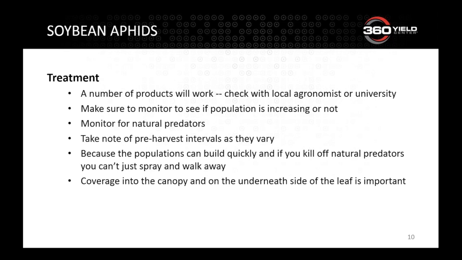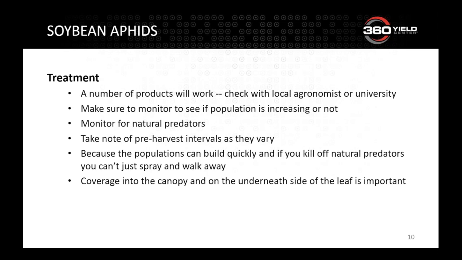Don't just spray and walk away. Again, when you spray, you're going to kill off the natural predators as well. And again, these populations can build very quickly. I would tell you, if you don't get a good kill underneath the canopy, they can repopulate very, very quickly. That's why, frankly, we think something like an undercover that allows you to spray and get underneath that canopy and really direct spray at the stems and the underneath side of the leaves has some excellent advantages in a situation like this.